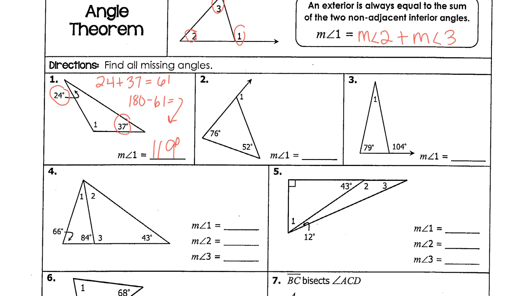Number 2, so we have an exterior angle that's outside the triangle. Therefore, if you add the two non-adjacent angles inside the triangle, that equals the measure of angle 1. So we get 128 degrees.